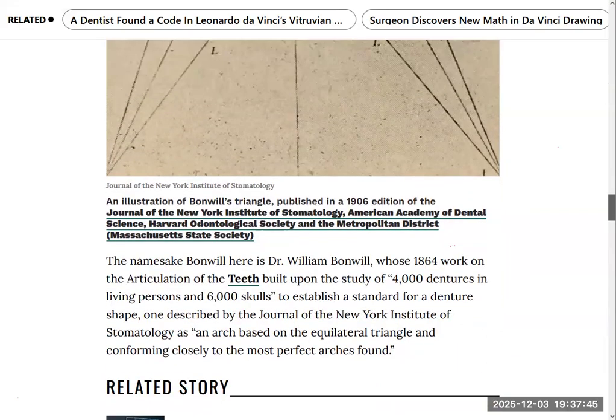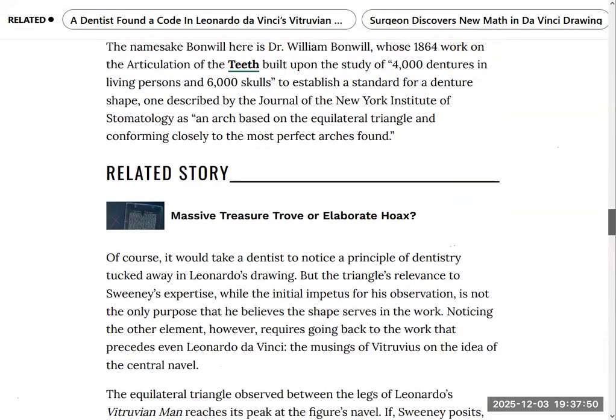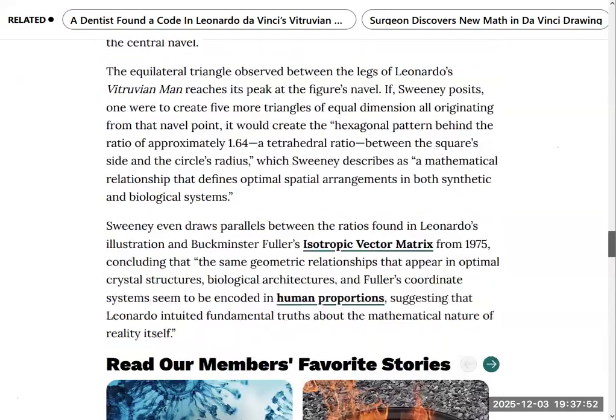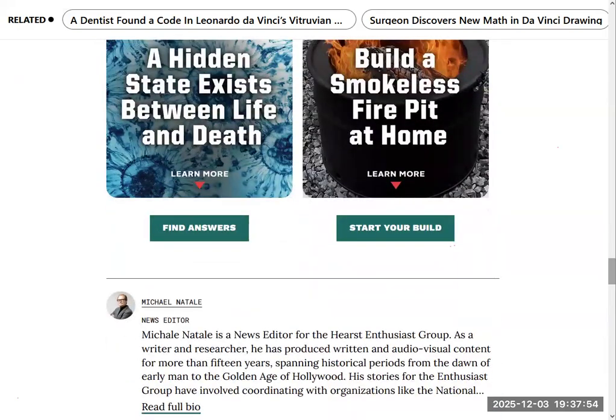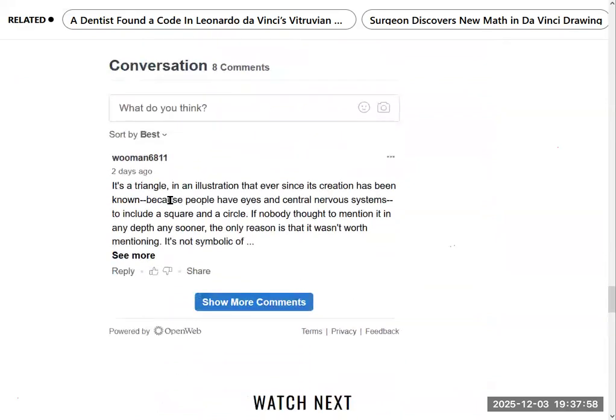Mandibular. No. Let me just scroll to the bottom. I'm sure we've missed something out here. How can that be right? Oh, so it's a triangle.